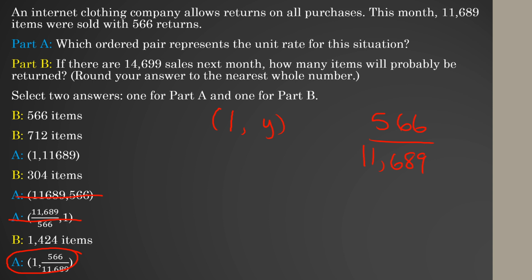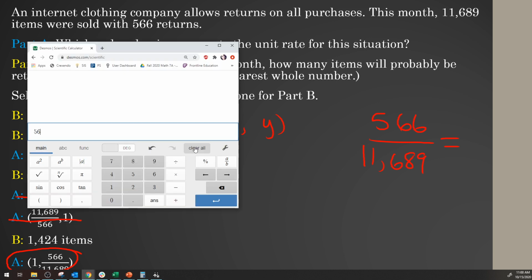Okay. Our next problem says that if there were 14,699 sales next month, how many items will probably be returned? Round your answer to the nearest whole number. So what I'm going to do is take that 566 over 11,689 and actually divide those out. Remember, please use your calculator for this. It will save you a ton of time. And I get 0.048.